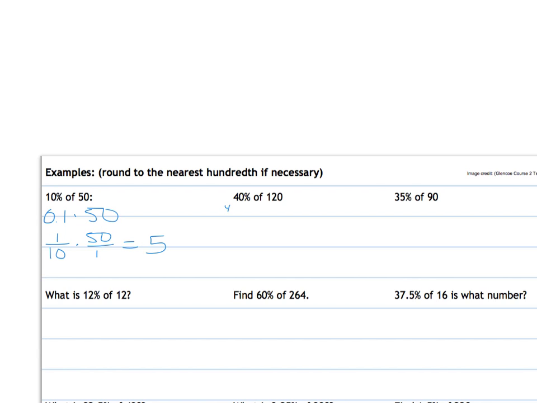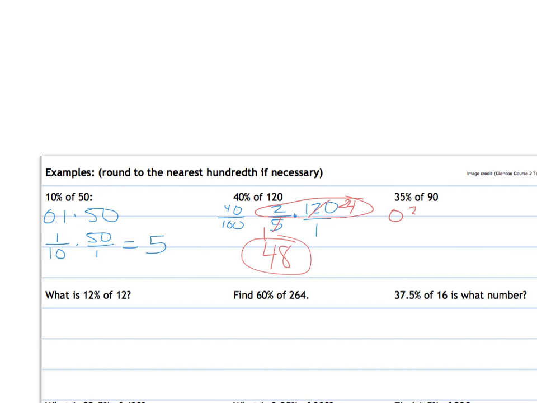40% is the same, that's 40 out of 100, which is the same as 2/5 simplified all the way. So I'm looking for 2/5 of 120. This now you're multiplying fractions. So we're using a lot of old skills. So I go, 5 goes into 5 once. 5 goes into 120 24 times. So 24 times 2 is 48. So that means that 40% of 120 is 48.